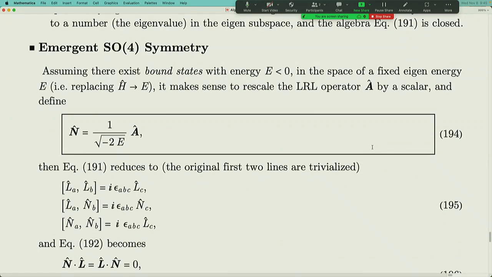Suppose the Hamiltonian has an eigenenergy, denoted as E, which is less than 0. Then you can replace every Hamiltonian operator by its eigenvalue, and then we can define a new normalized, rescaled LRL vector, which is the original LRL vector divided by some kind of energy. The reason to do that is that by defining this new rescaled LRL vector, we find its commutation relation is somewhat cleaner, right? We don't have all this H hanging around in this case. So it has a nicer property.